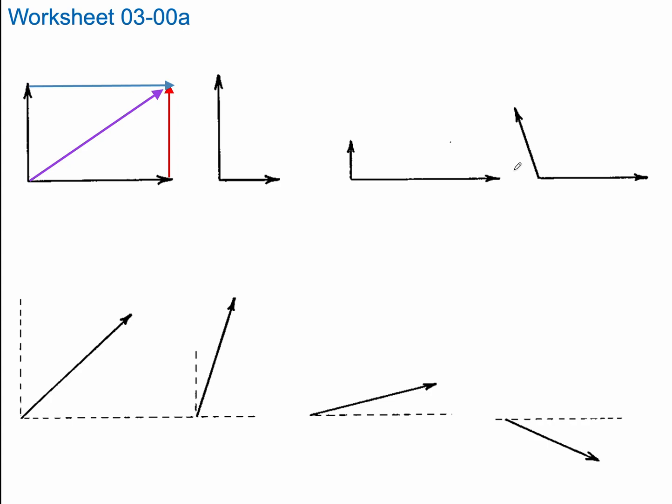Let me do the last one, though. It's a little bit tricky. So you could either take this vector and move it over to the end of this one. I think it's a little short, actually. Or you could take this vector and move it up to here. Forgive me for my lack of good drawing here. But you end up with the resultant here.